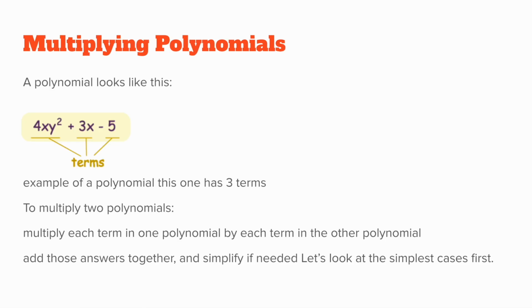Now we're going to learn about how to multiply polynomials. A polynomial looks like this: 4xy squared plus 3x minus 5. As you can see here, this one has three terms. To multiply two polynomials, we need to multiply each term in one polynomial by each term in the other polynomial. And we need to add those answers together and simplify if needed. Let's look at the simple cases first.